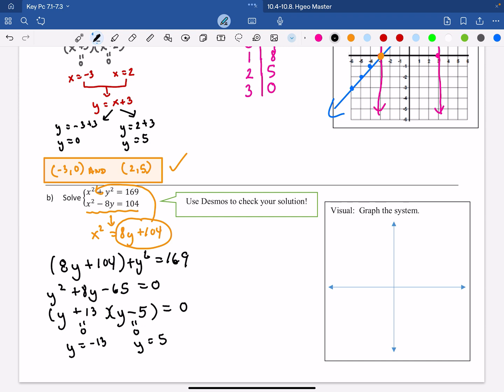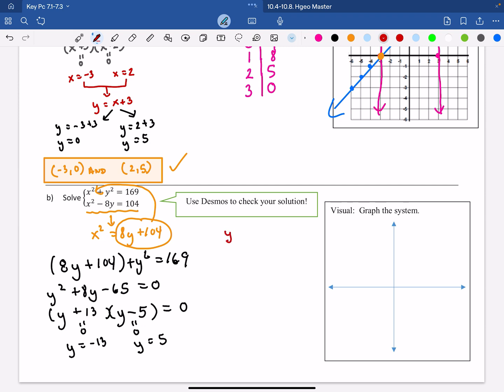Okay, so now let's go ahead and find our other values. We're going to take that negative 13 and pick whatever equation you want to solve for. I would definitely put it into the x squared equals the 8y plus 104, because that'll at least be already set up closest to solving for x. So I'm going to do that right here.